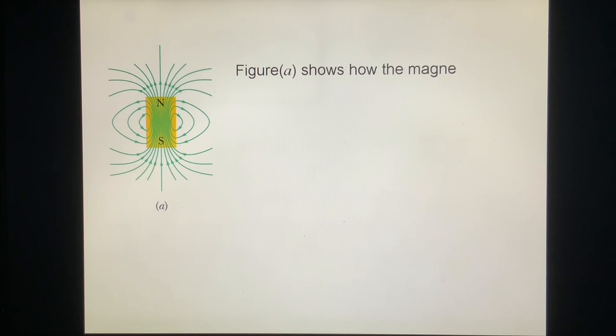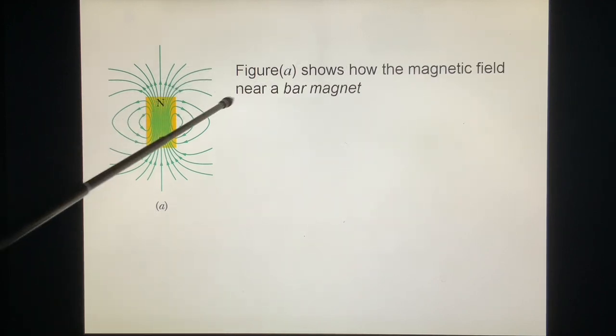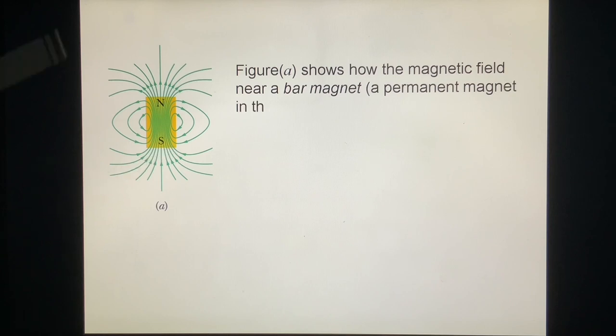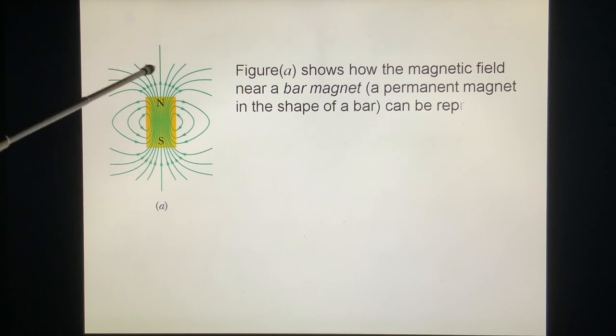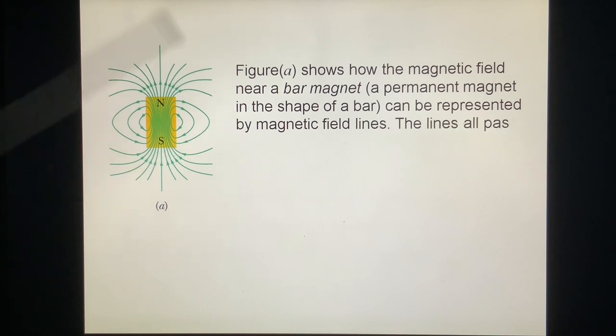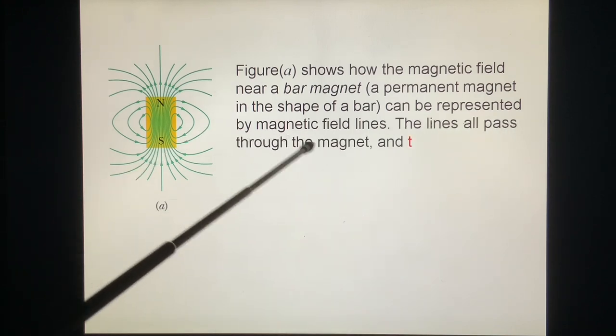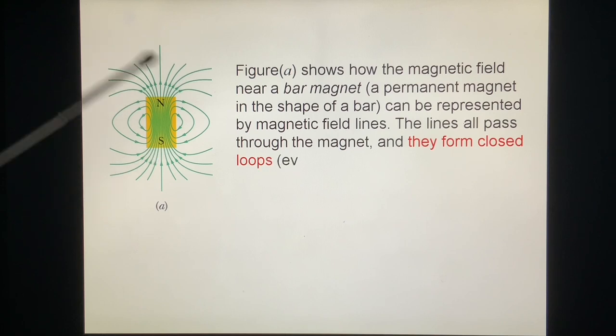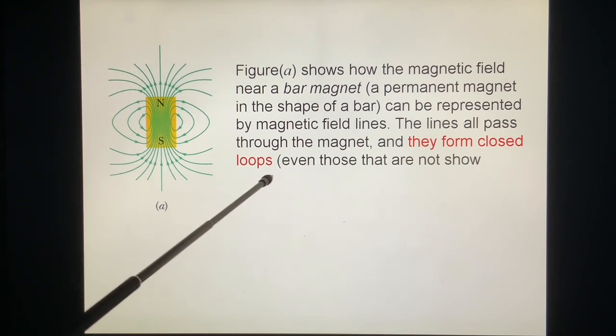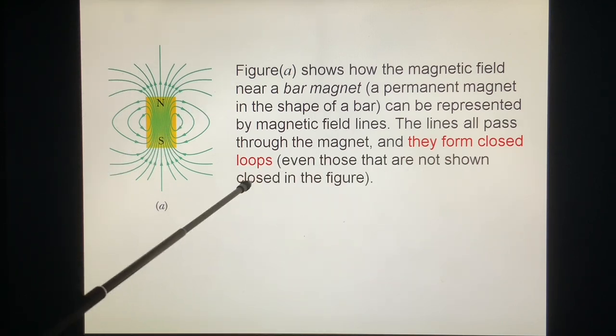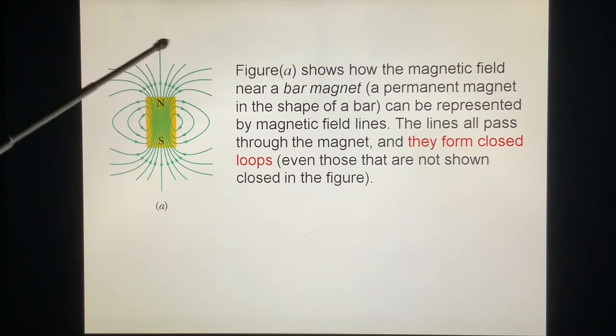Figure A shows how the magnetic field near a bar magnet, a permanent magnet in the shape of a bar, can be represented by magnetic field lines. The lines all pass through the magnet, and they form closed loops, even though they are not shown closed in the figure. All lines are closed, okay?